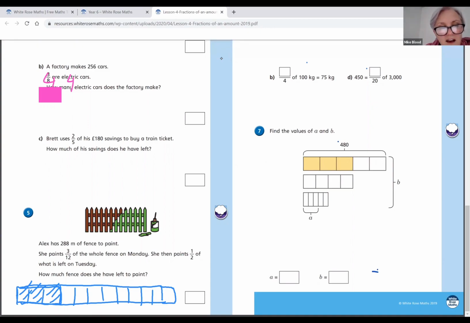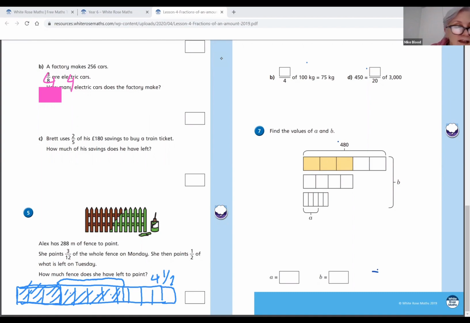And so she paints half of what's left on Tuesday. So we've got 9 there. If we split that into 2s, 9 is hard. She's going to paint 4.5, isn't she? Because she's going to paint half of the rest. She's got 9/12 left, so half of that would be 4.5. So this is what she paints on Tuesday. And then she's got this left, which is 4.5 of the bars.